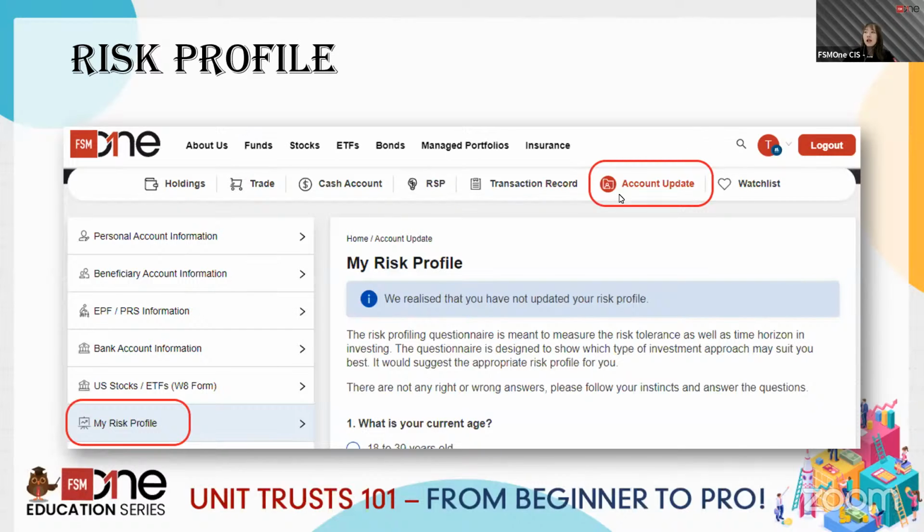You may log in, then click account update, then click my risk profile, and just answer a few questions, and you will know your own risk appetite. From here, investors may understand more about your own risk, your investment horizon, your risk appetite, and your investment goal. Furthermore, after the investor has done a risk profiling, you may seek our client investment specialist to recommend the portfolio that suits your risk appetite. The client investment specialist will provide a suggestion and construct a well-diversified portfolio with the fund recommendation.